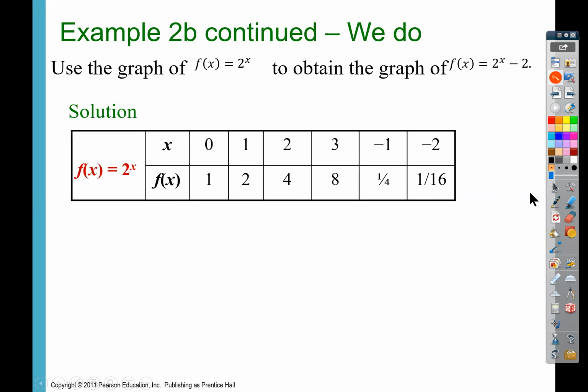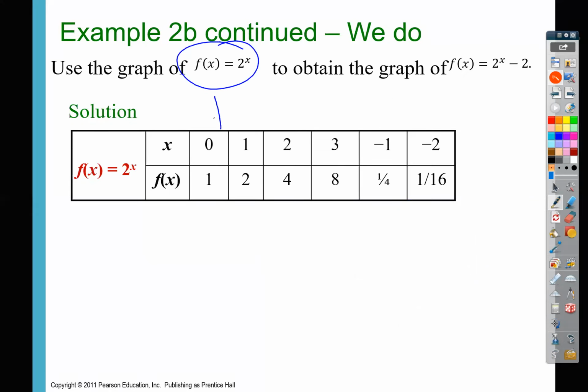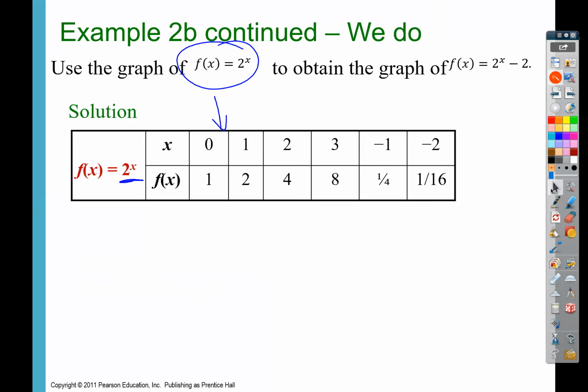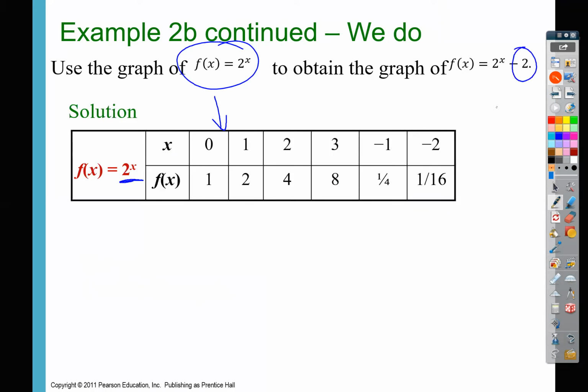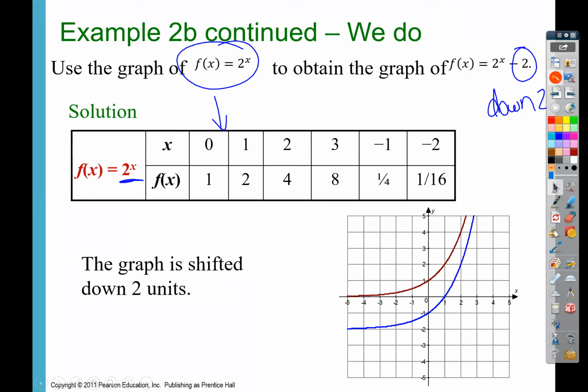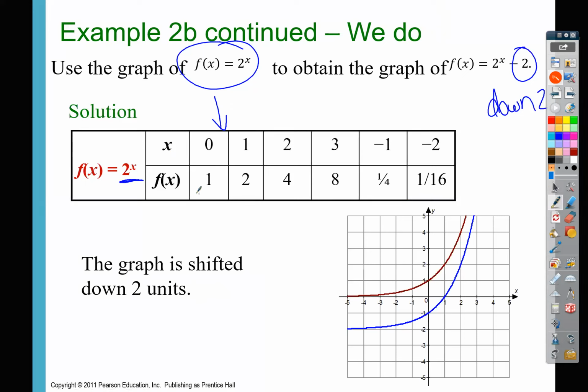Okay, so use the graph of f of x equals 2 to the x to obtain the graph of 2 to the x minus 2. So if we plug in all these numbers into the original function 2 to the x, these are the numbers that we would get. Okay, so if we subtract 2 from each of those, what happens? This -2 means that we're going to go down 2. And you can see that. So if we take this -2 and subtract 2 from each of these coordinates, let's see what we would get.